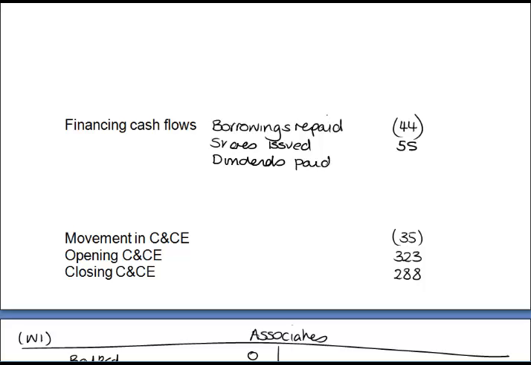Dividends paid. If it's paid, it's cash going out of the business, so I'm going to show that figure of 9 going out. IEI, that's investment in equity instruments. Not quite sure what's happening there.